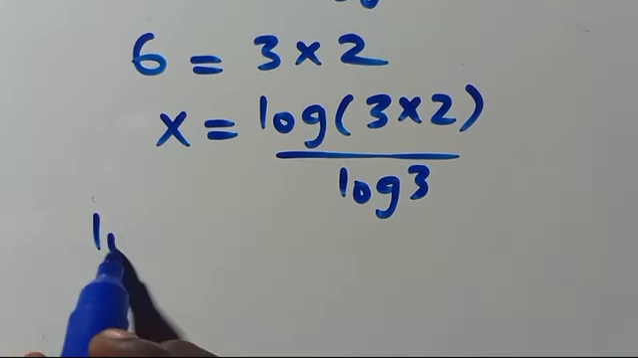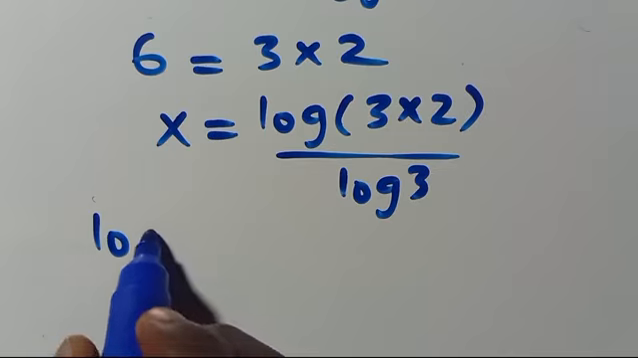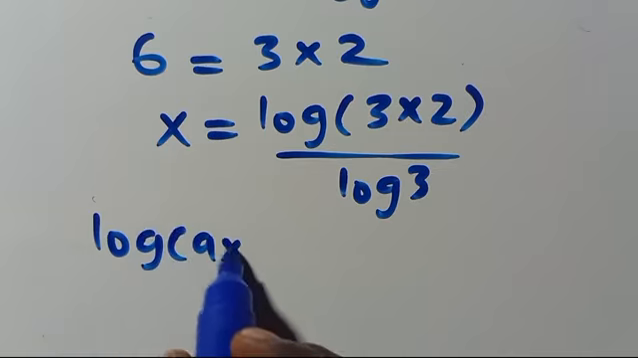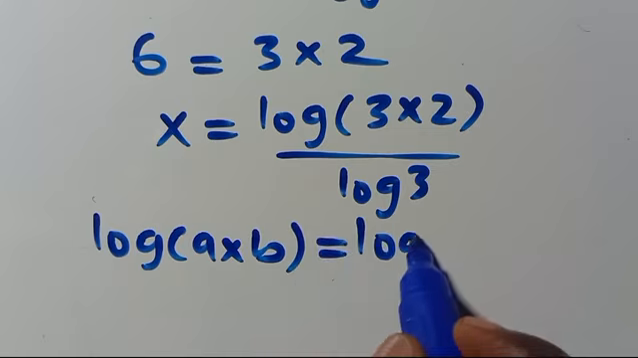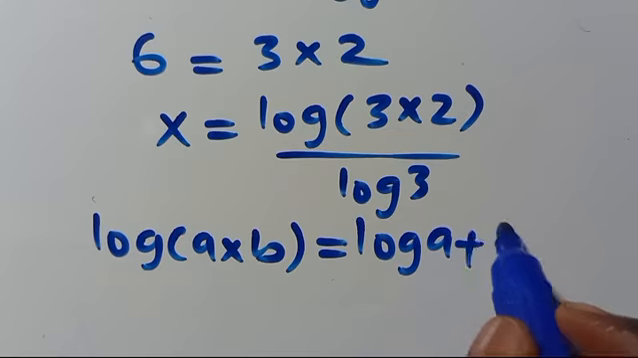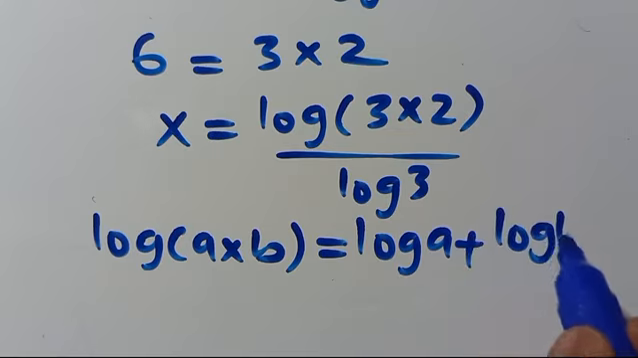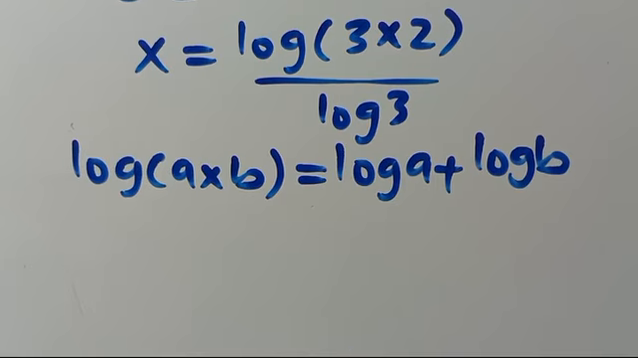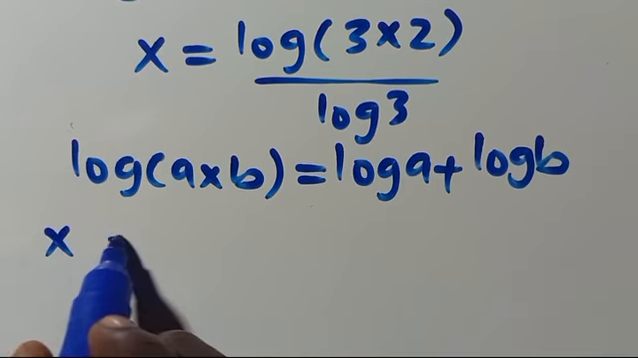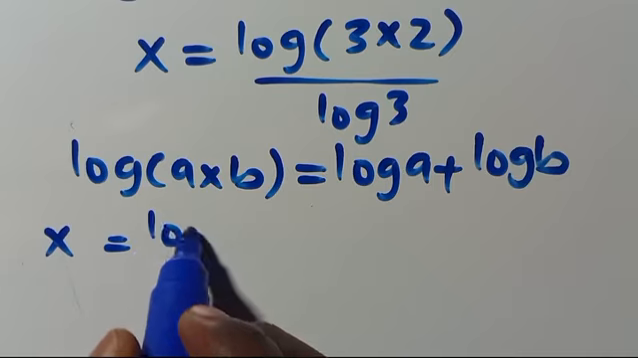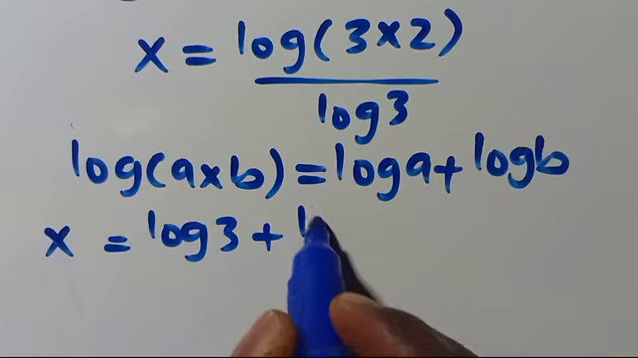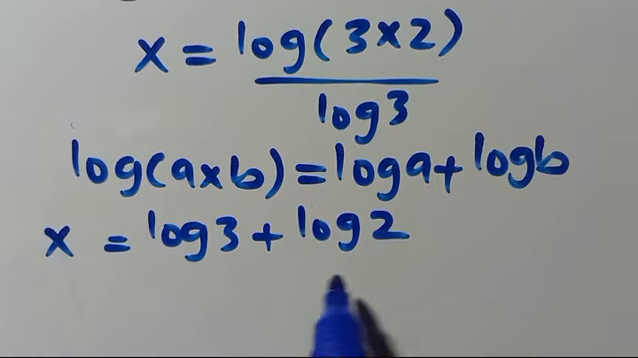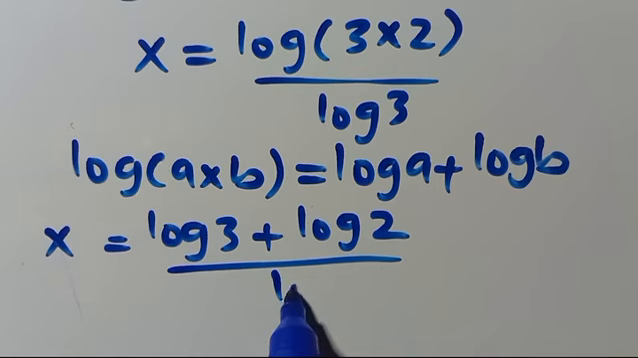Then when we have log a times b, always equals log a plus log b. So we have x equals log 3 plus log 2 over log 3.